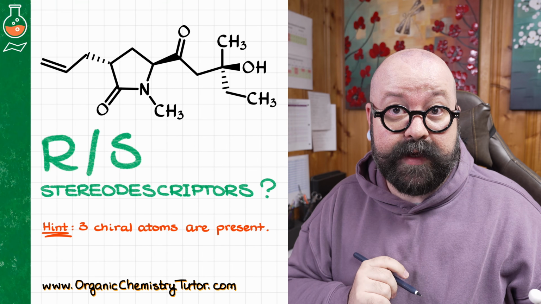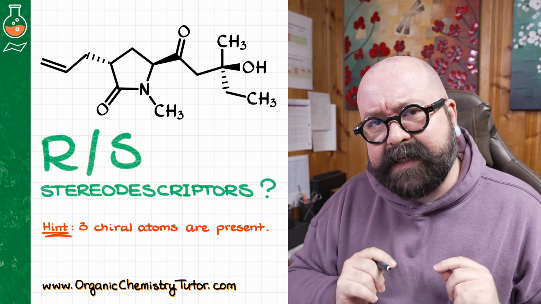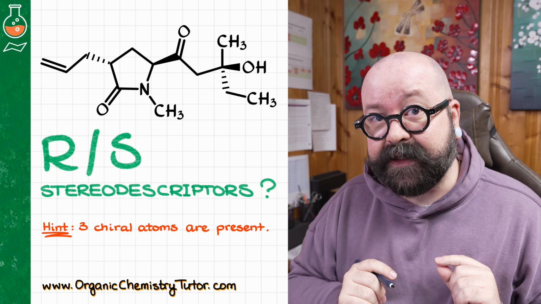This molecule over here has 3 chiral atoms. I also drew a structure for you here on the right side. Now, the question is, can you assign all of the stereodescriptors in this molecule?